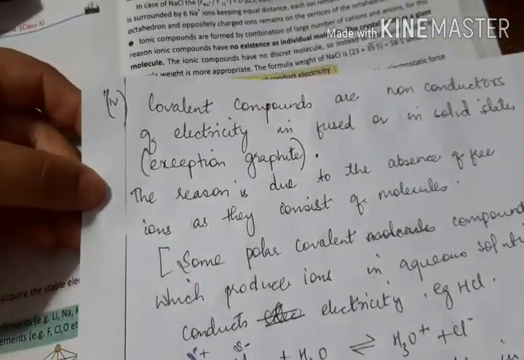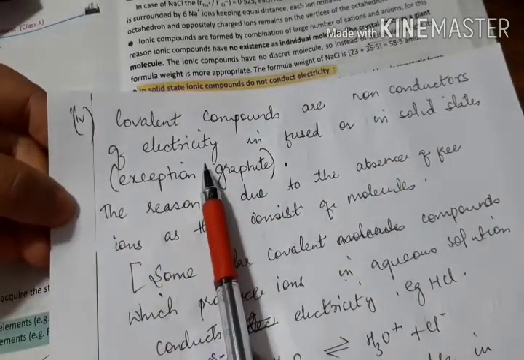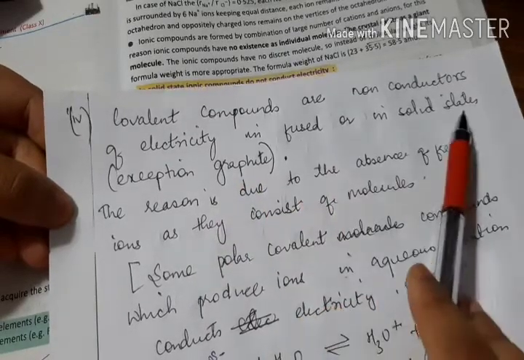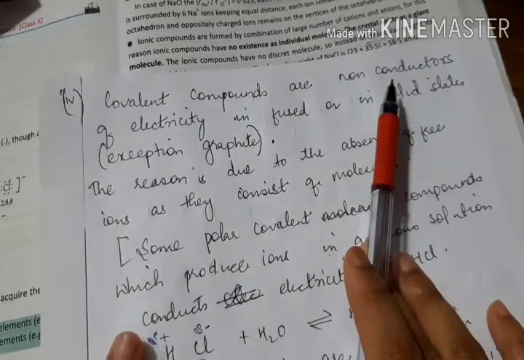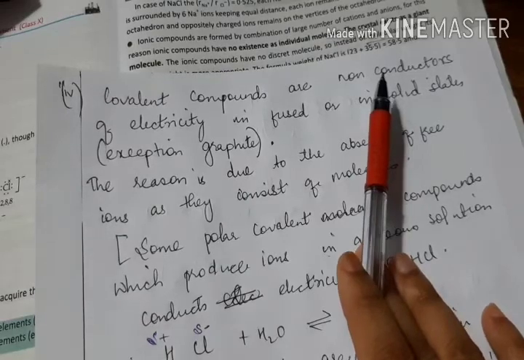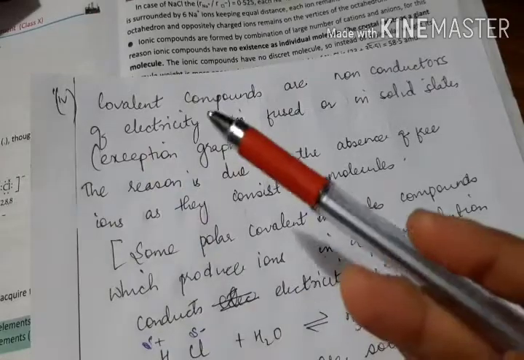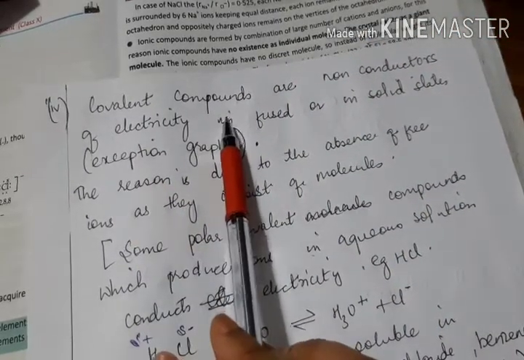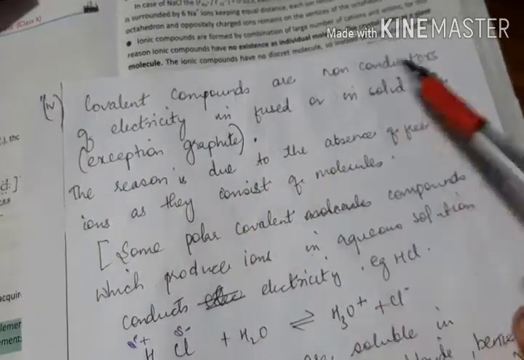Next one, covalent compounds are non-conductors of electricity, in fused state, that is molten state, or in solid state. They are non-conductors of electricity. Why? Because they do not have ions. You know that earlier you studied that in order to conduct electricity, there should be free, movable, mobile ions. But since these covalent compounds are made up of molecules, they do not conduct electricity in fused state or in solid state.